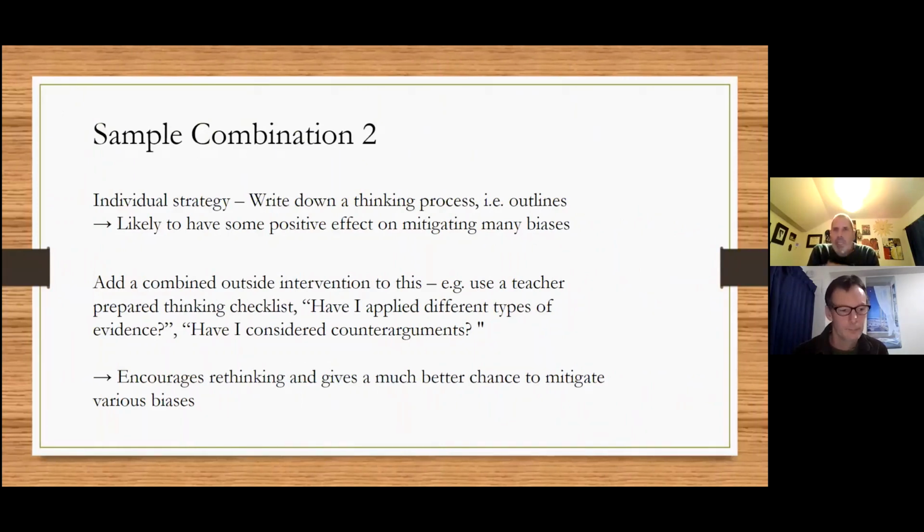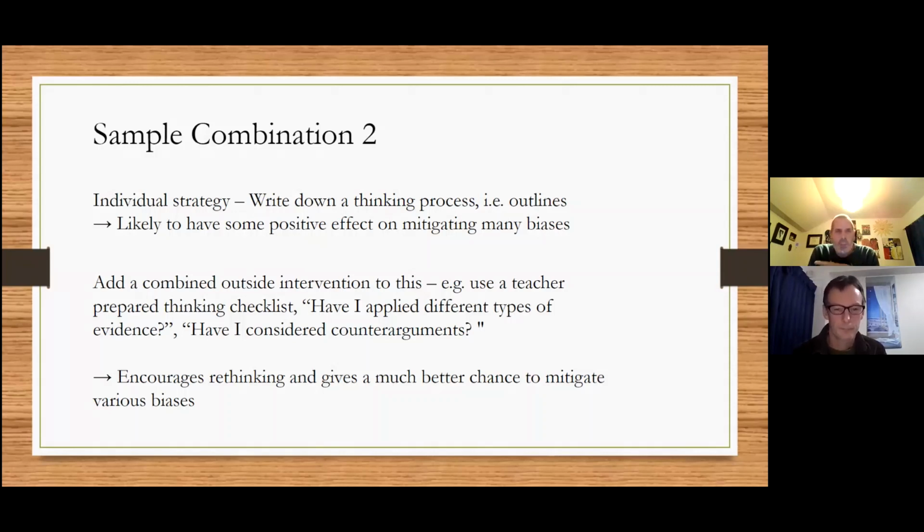And going to a writing exercise, the sample combination number 2, again, this would just be something like writing down the thinking process. Having students use outlines likely has positive effects in mitigating many biases. It slows down the process. And combine this with an outside intervention.